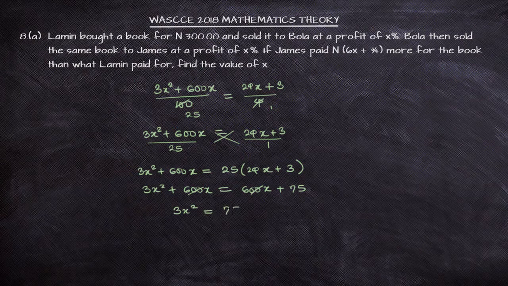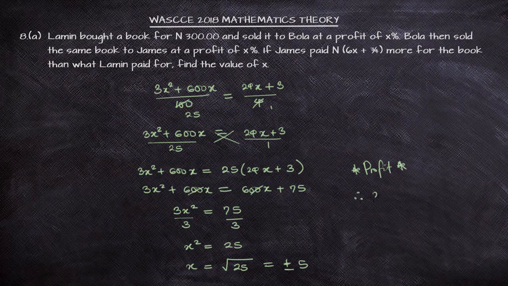Now we have 3x squared is equal to 75, and dividing through by 3 will cancel out so that x squared is 25 and x will be the square root of 25, which is equal to plus or minus 5. But here we notice that we are talking about a profit margin, so x will be the positive value of 5. So x is equal to 5. And that is the solution to our word problem on commercial mathematics.